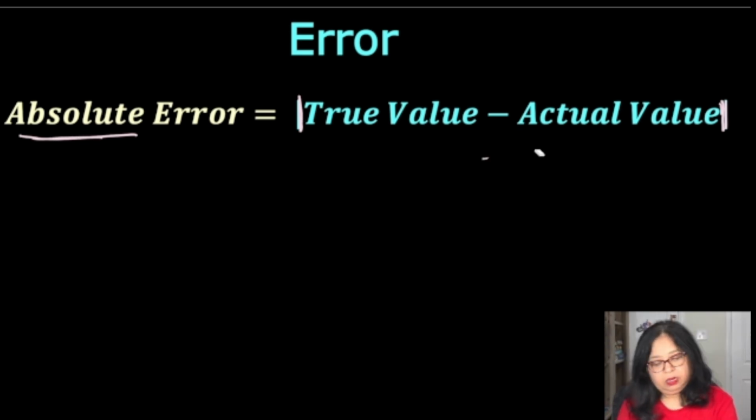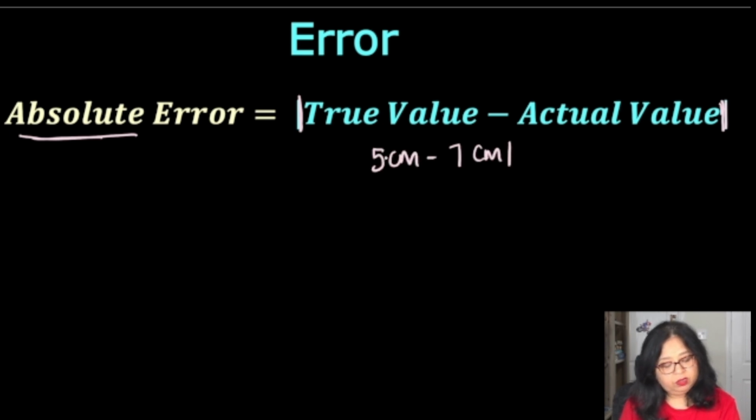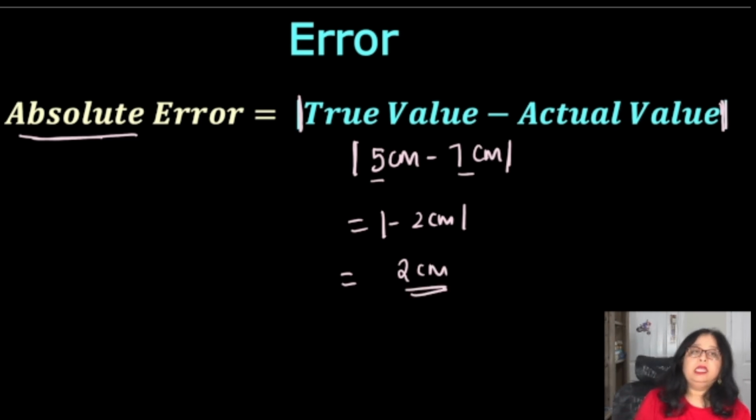What does that mean? It means that, let's say, if the true value is 5 centimeters and the actual value is 7 centimeters, then this 5 minus 7 is minus 2. But since we're taking the absolute value, we're taking just the magnitude, we're going to report this answer with the positive sign. That's what the magnitude or the absolute value or the modulus means. This is the formula for absolute error. It's the magnitude of the difference between true value and actual value.